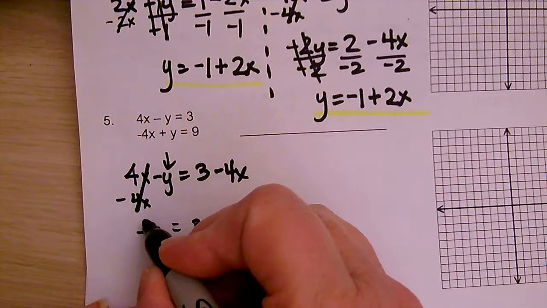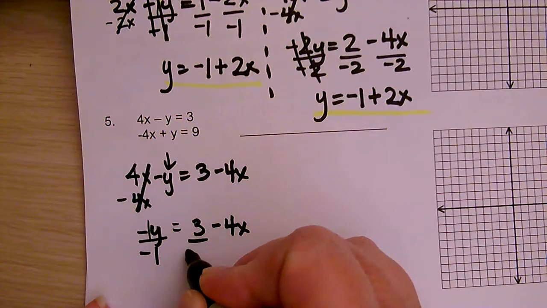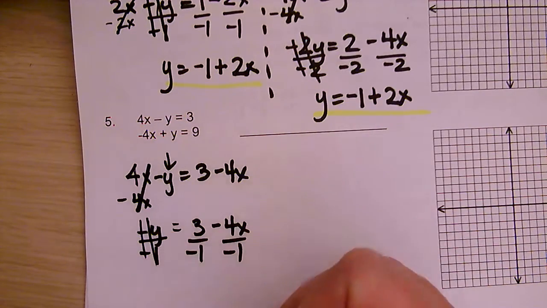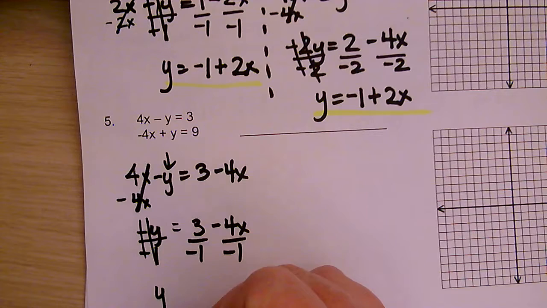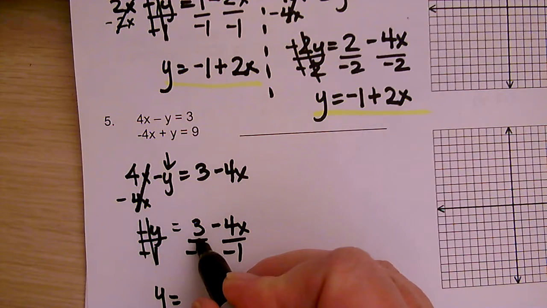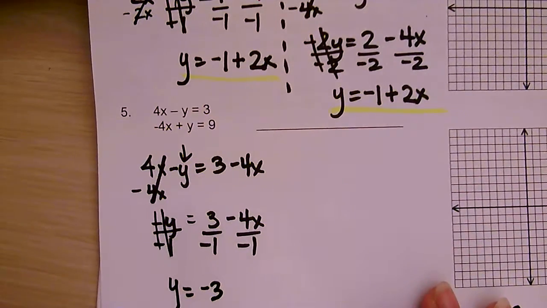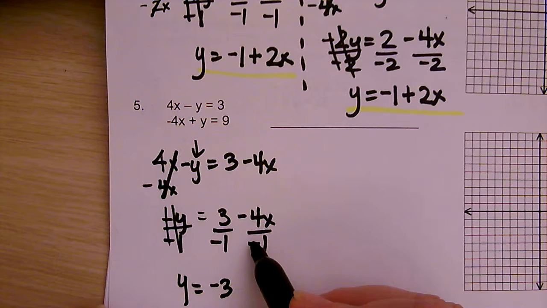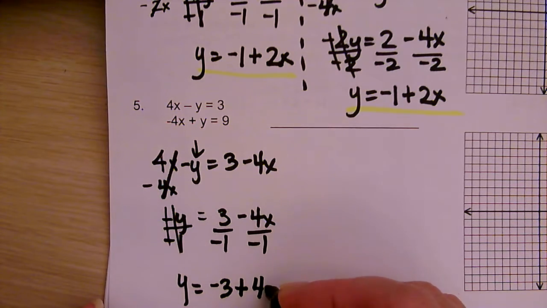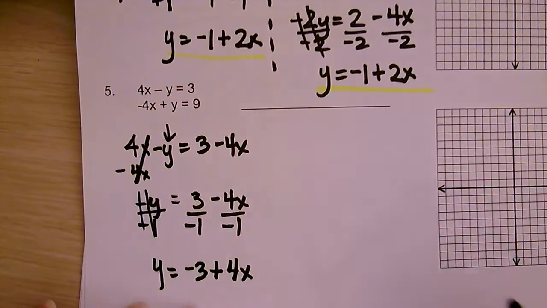And the negative represents an invisible -1. I'm going to divide by -1, divide by -1, divide by -1. Get everything canceled and cleaned up. My y drops down. 3 divided by -1, -3. Negative divided by negative is a plus, and then 4x divided by 1, 4x. So I'm halfway there.